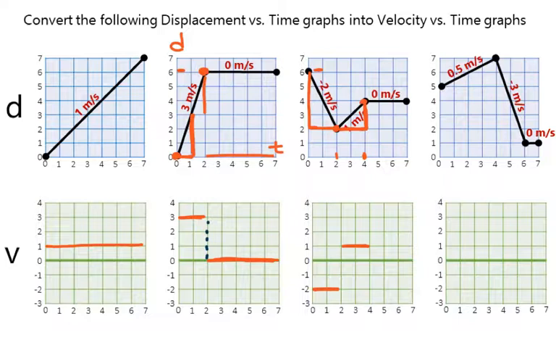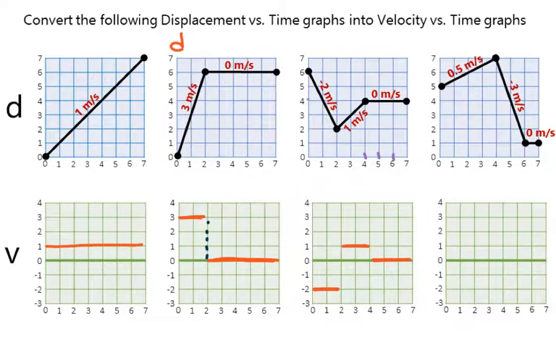And then after that, an object stays at the 4 meter mark without moving anywhere. So at 4 seconds, it's at 4 meters. At 5 seconds, it's still at 4 meters. At 6 seconds, it's still at 4 meters. And then the velocity becomes 0 for the rest of the time for this graph.